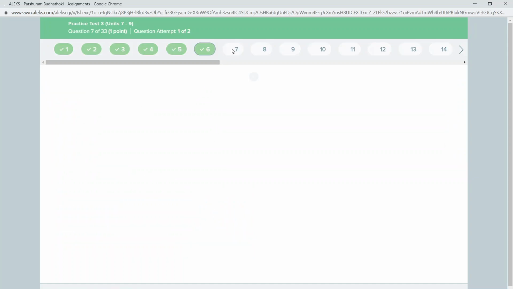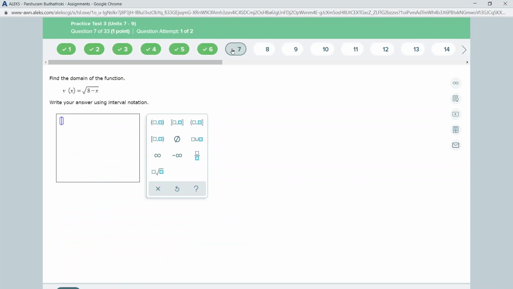Let's go to number 7. We need to find the domain of this radical function. If you have an even radical, the expression inside the even radical should always be non-negative. So to find the domain of this kind of function, remember this should be an even radical. Here it's a square root. Square root means power 2, but we don't write 2 here.